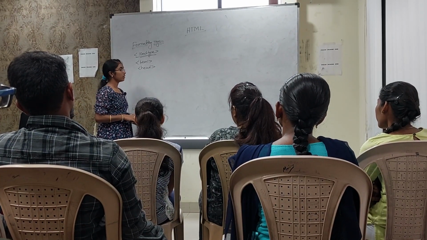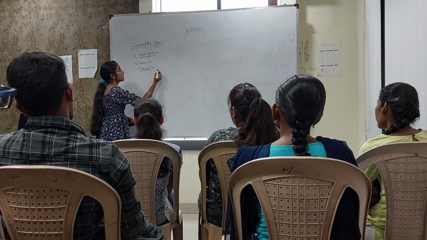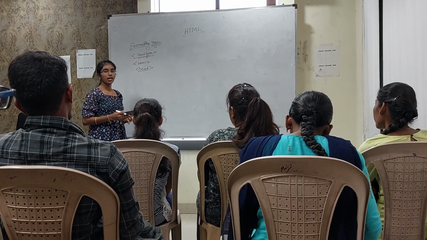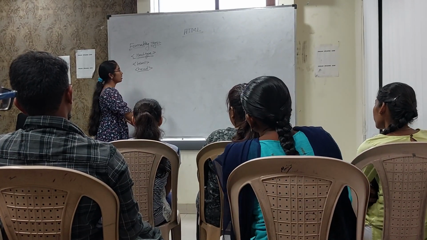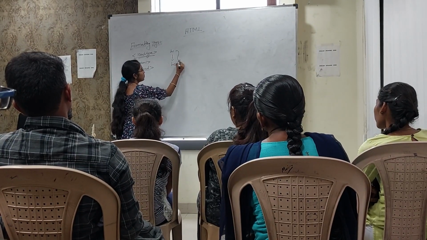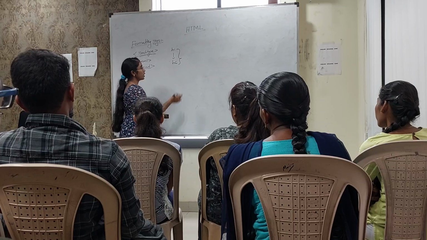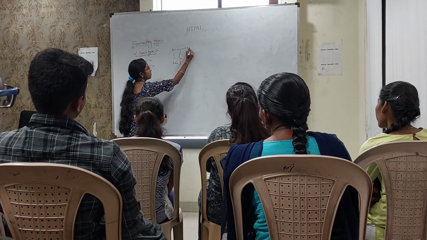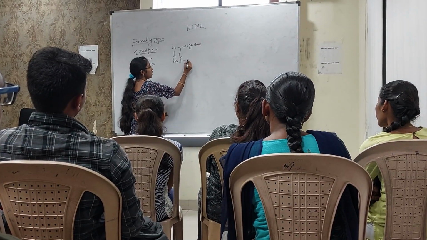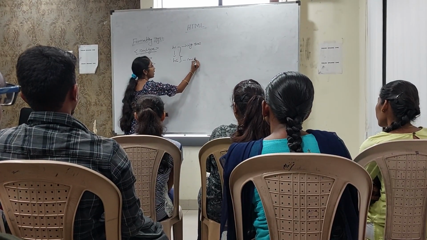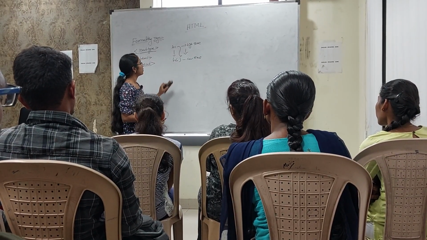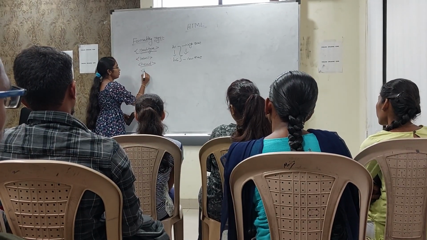title, link, etc. And heading tags: in our HTML language we have six heading tags, H1, H2, H3, H4, H5 and H6. These H1 to H6 are used for sizing purposes. H1 is the highest size and H6 is the lowest size compared to the H1 tag. So it is in decremental order, high to low. And next we will go to title.